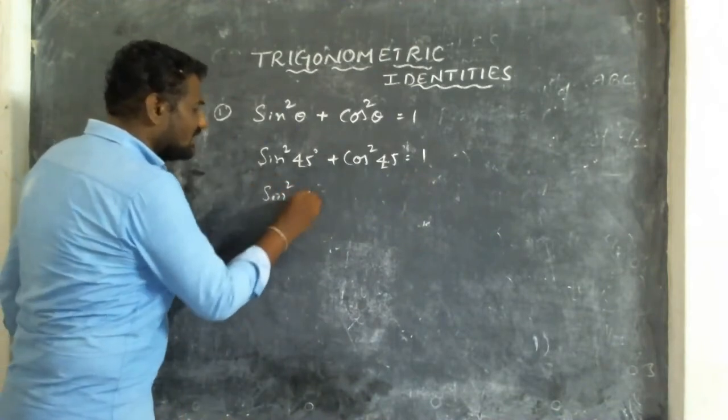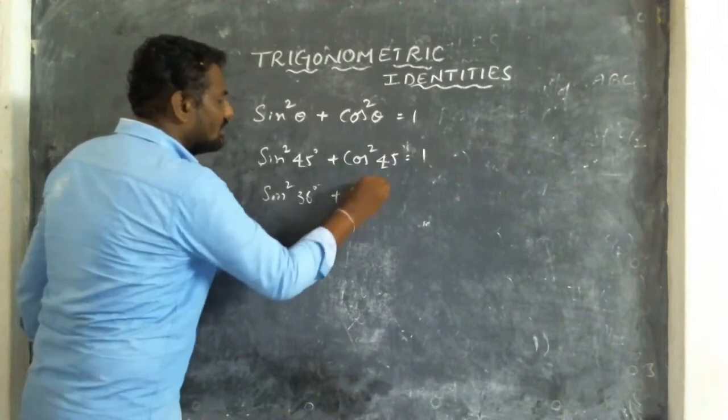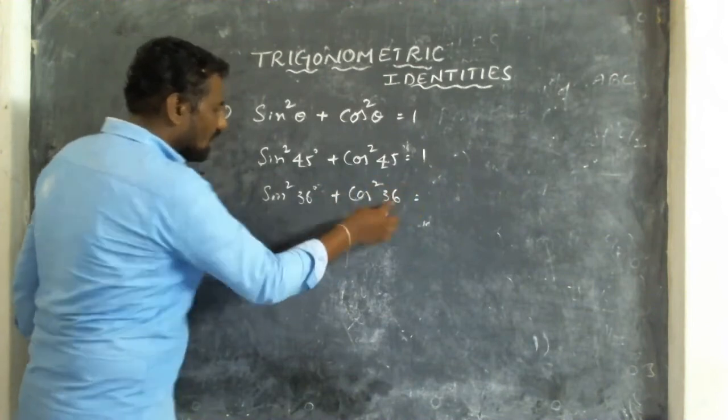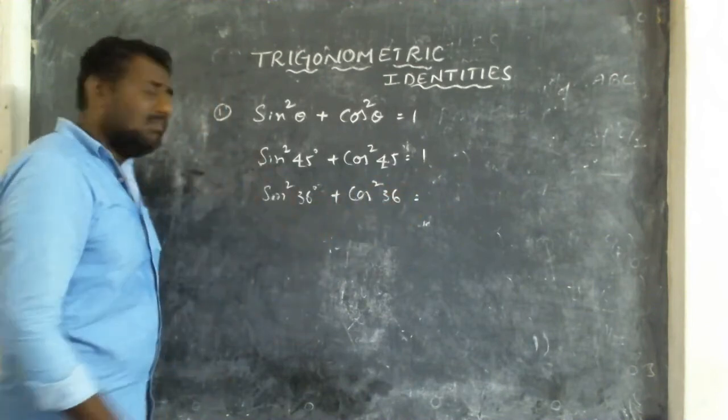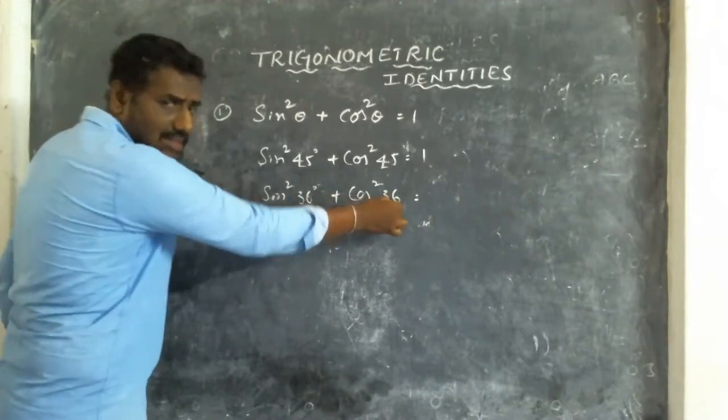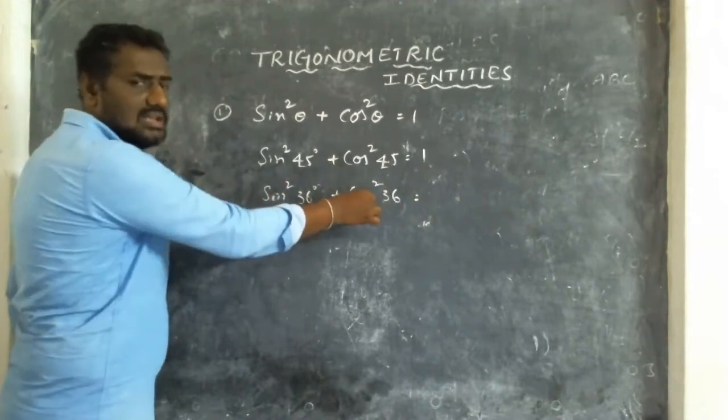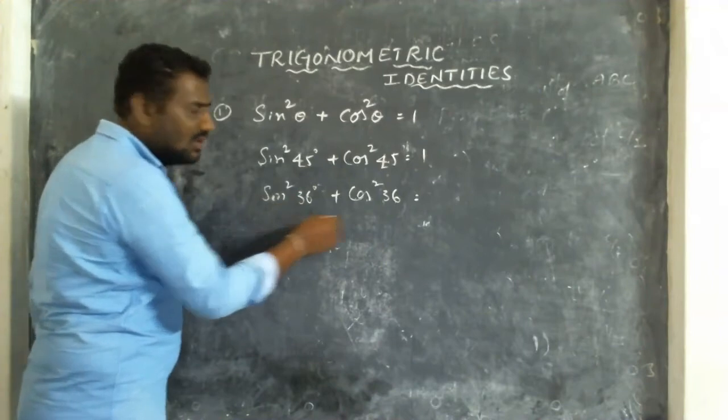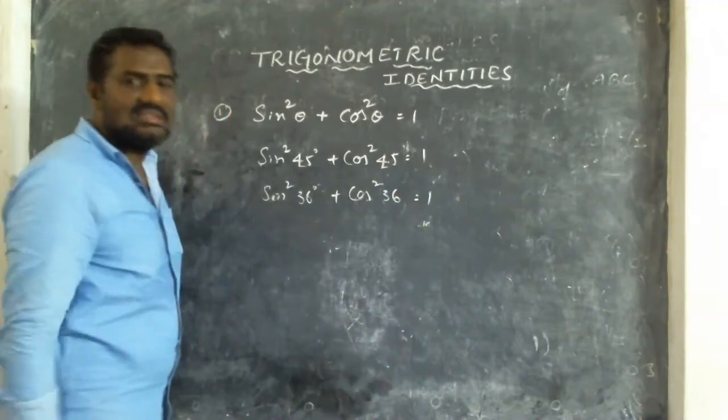Sine square 36 degree plus cos square 36 degree. These are unknown angles, but the 36 is the same. Sine square and cos square are there. This is in the form of sine square theta plus cos square theta. The answer is 1.